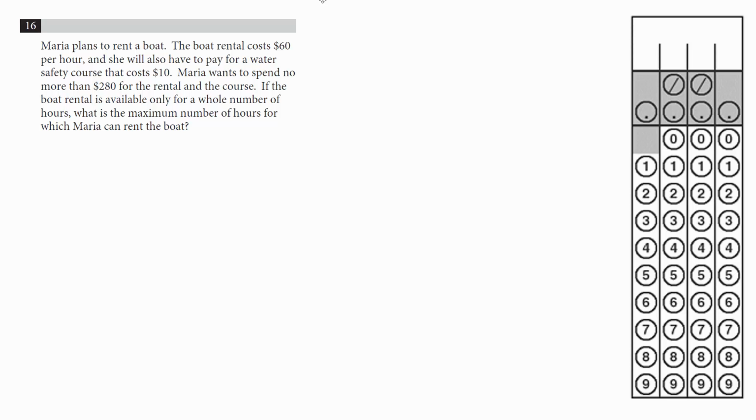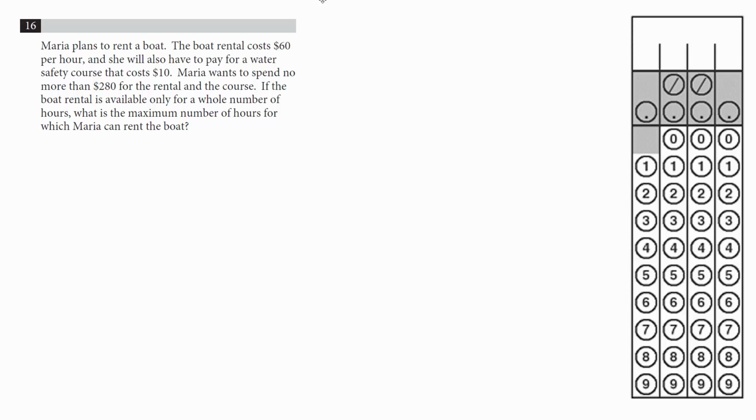So this is the first question where the bubble grid is used. Maria plans to rent a boat. The boat rental costs $60 per hour, and she will also have to pay for a water safety course that costs $10. Maria wants to spend no more than $280 for the rental and the course. If the boat rental is available for only a whole number of hours, what is the maximum number of hours for which Maria can rent the boat?